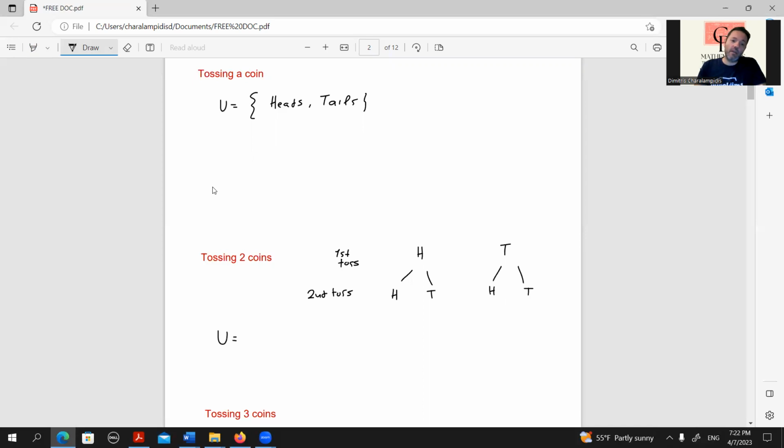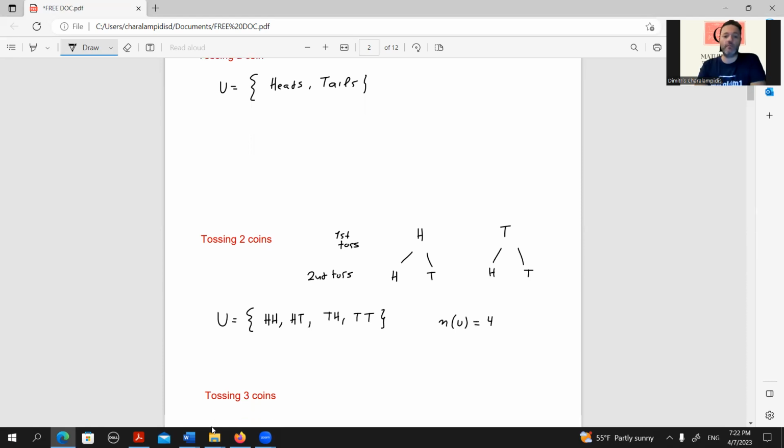So overall, the universal set will contain these pairs. It will be heads and heads, meaning that in both tosses we got heads. It could be heads and tails. It could be tails and heads, or finally tails and tails. So when we toss 2 coins together, we have 4 different options. The cardinality of the universal set in this case would be 4. And remember that we denote that by n(U) equals 4.